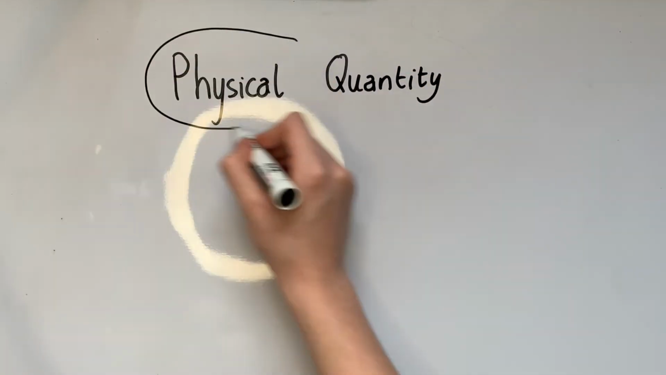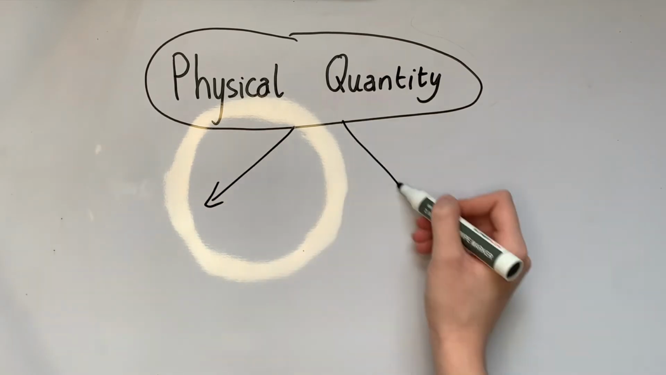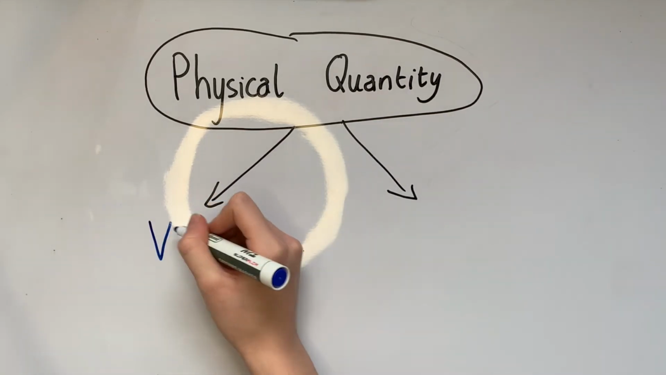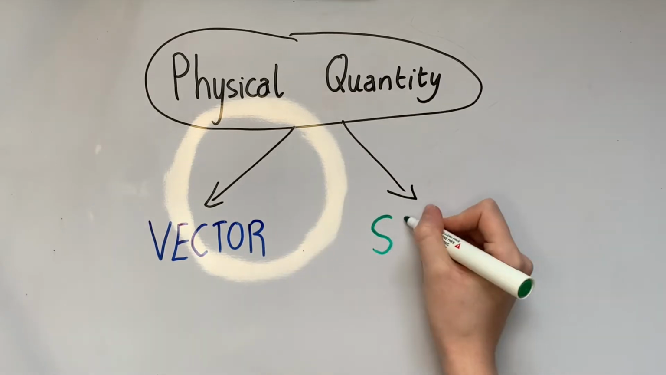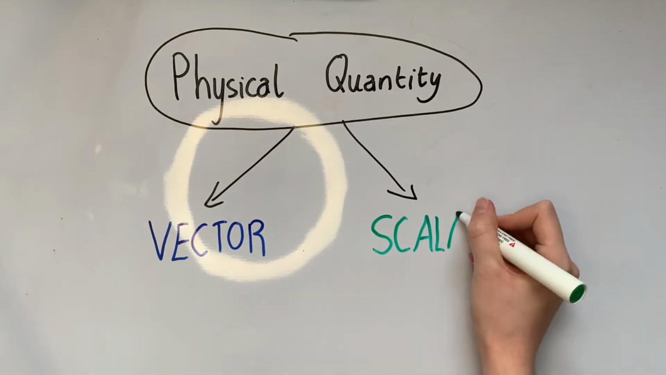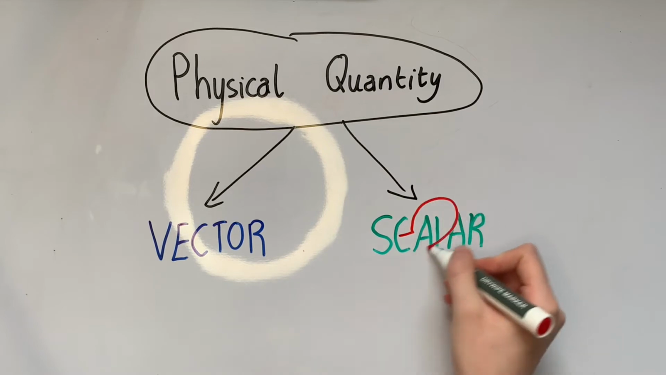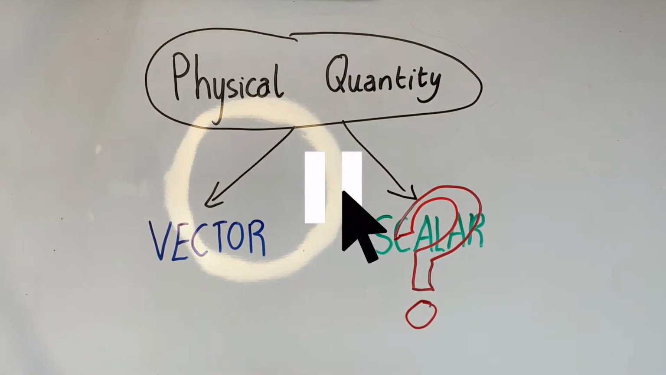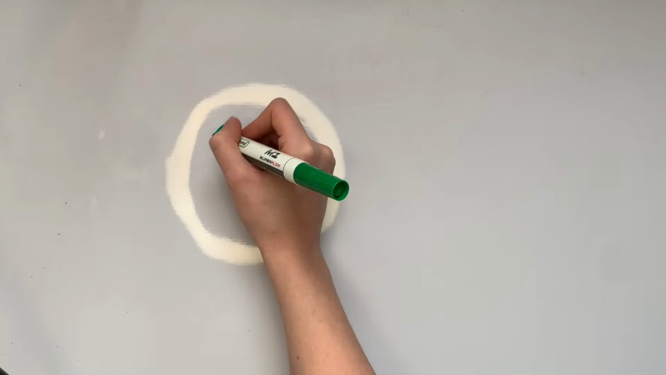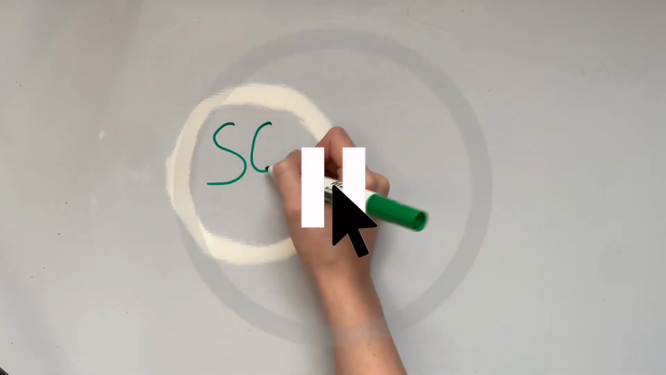We physicists split physical quantities into two types, vectors and scalars. You may not know what these words mean yet, but by the end of the video, you will be confident in knowing exactly what they are. So what is a scalar quantity? You may want to pause the video here and independently have a go at thinking about what a scalar is. What do you think this means? When you think you have an idea, you can resume the video.